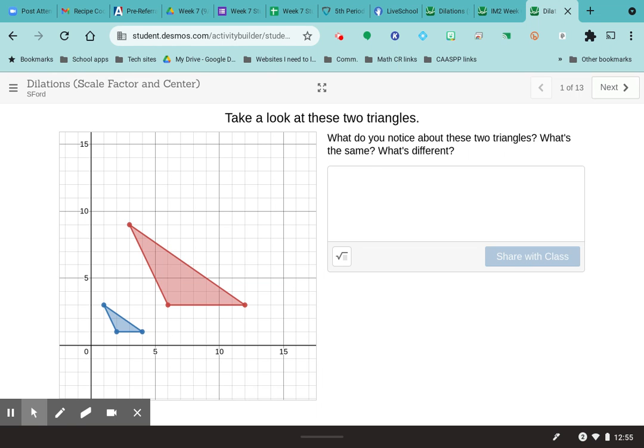Good afternoon. So today we're going to be talking about dilations, so scale factors. The first thing you want to do is look at these triangles. How are they the same and how are they different? These are very different from what we've done before. Last week we were talking about triangles that are actually the same size. These are different sizes. They may look pretty close, but one's bigger than the other.